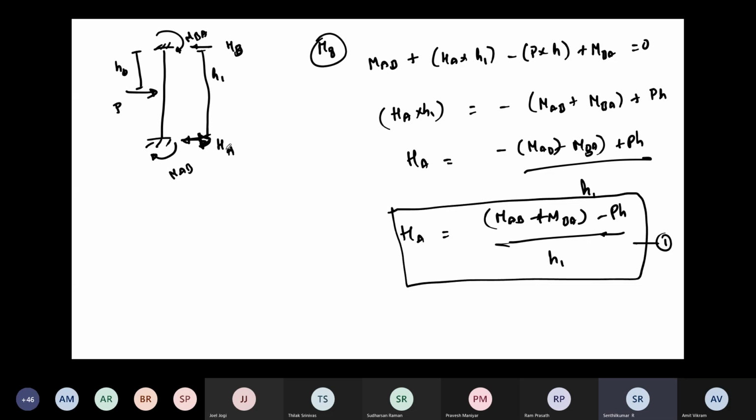Horizontal, so HA is in the backward direction. HA is in this downward direction now. That's why I changed the sign. If you don't want to change the sign and you keep the direction upward, this will be minus.